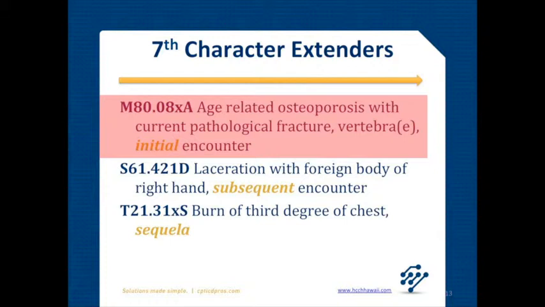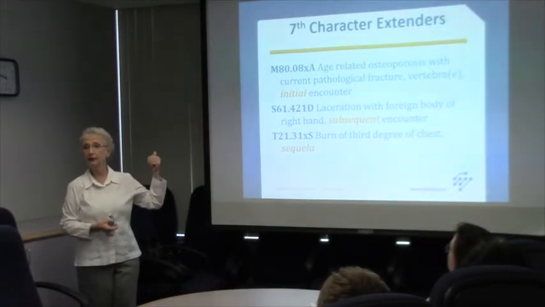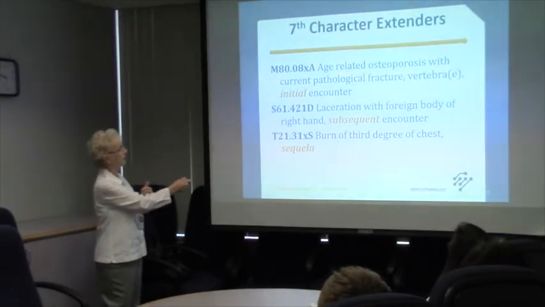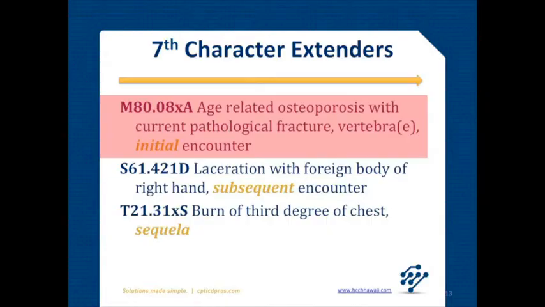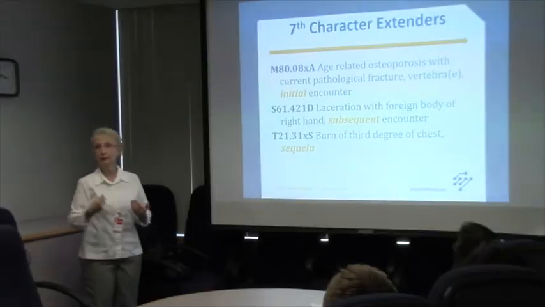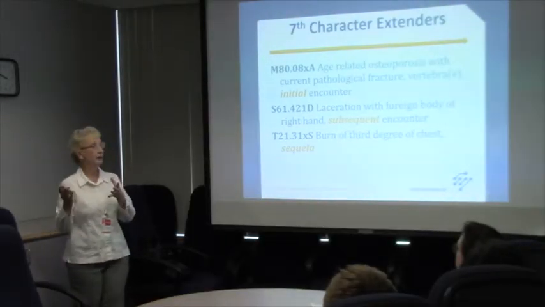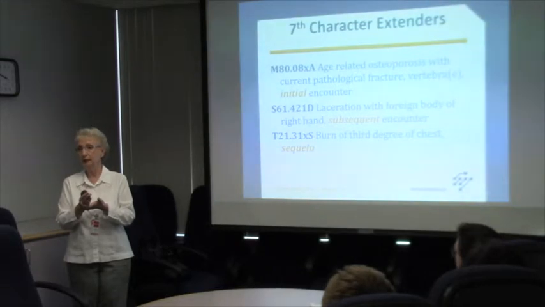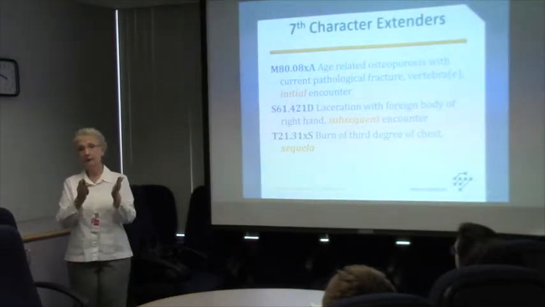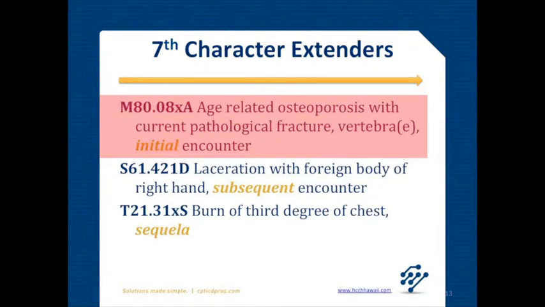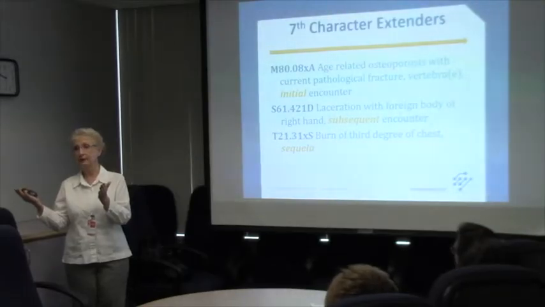So osteoporosis, current spine fracture. This is a medical condition now, not a traumatic fracture. So this is osteoporosis, age-related pathological fracture, the initial encounter, and we'll talk about that in just a moment. This code was only a 5-character. M80 is age-related osteoporosis. It was M80.08. It requires a 7th because this is the initial encounter for this provider for this condition. But because it was only 5, you have to stick the X in there as a placeholder because your 7th must always be 7th.